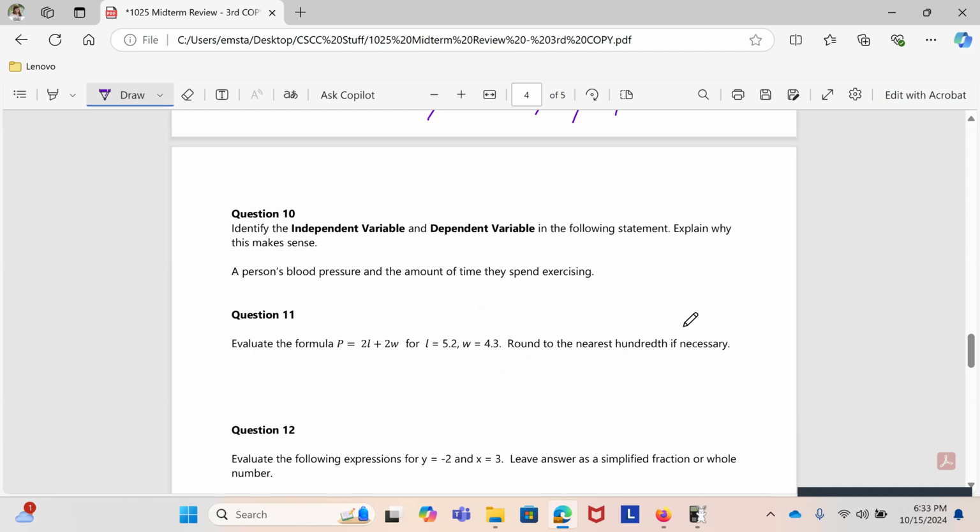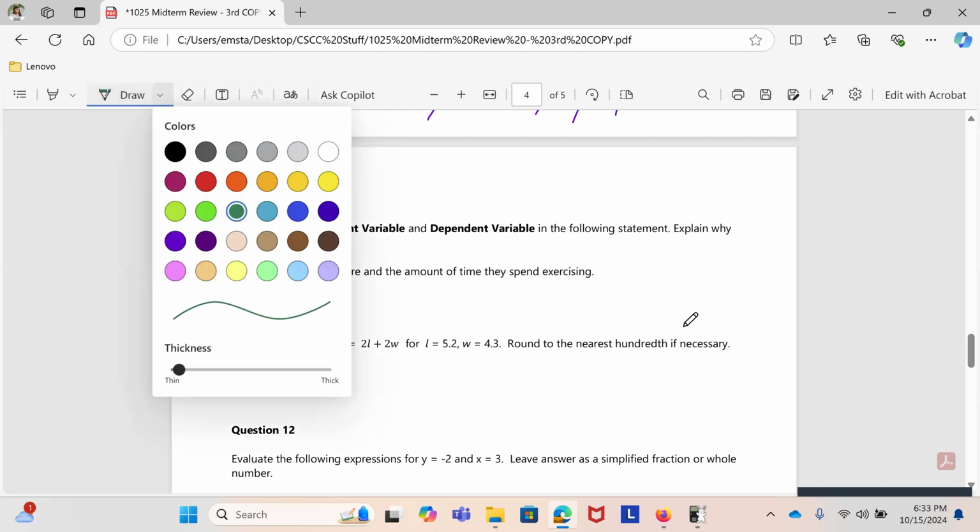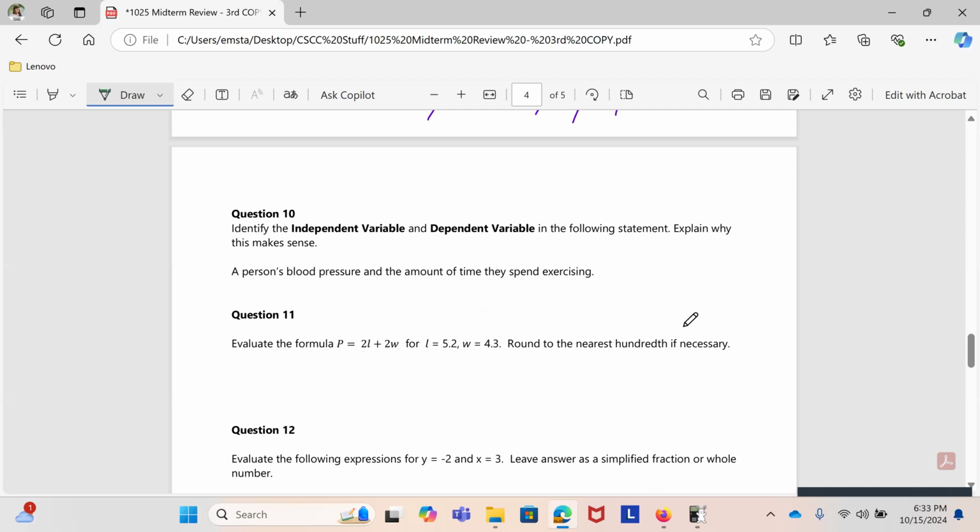Independent and dependent. I think the easiest way to figure these out is read the sentence both ways. So does your blood pressure depend on how much time you exercise? Or does the amount of time you exercise depend on your blood pressure? Which one makes more sense? They both can kind of make a little bit of sense, but which one, especially if you're in the medical field, makes more sense?